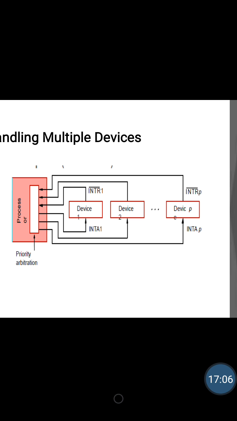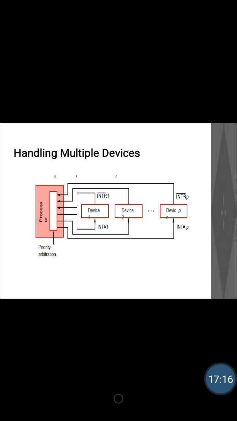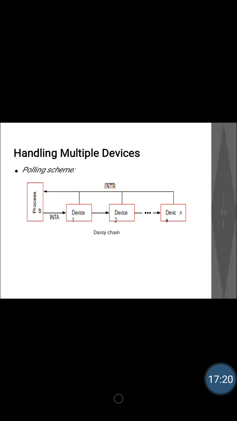It will first execute the interrupt service routine of device 2. After completion of device 2, it moves to device 4. This is how the priority arbitration circuit helps to handle multiple devices.